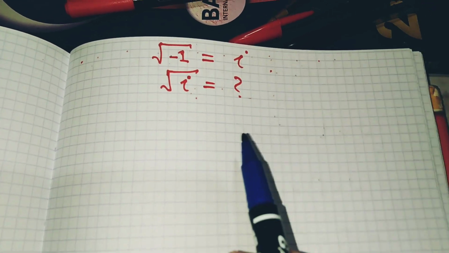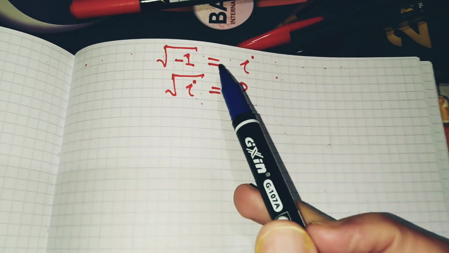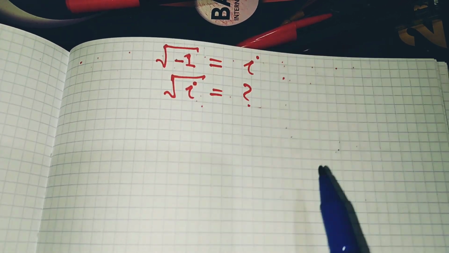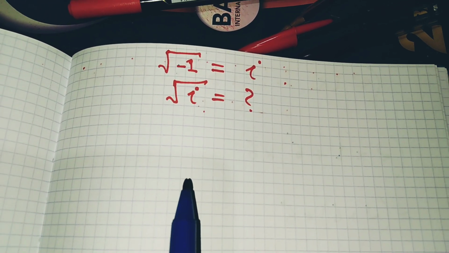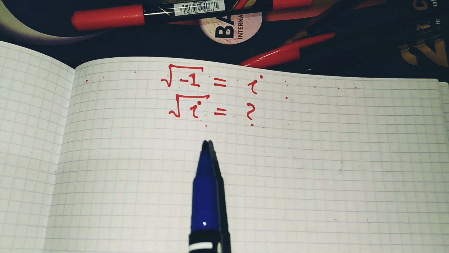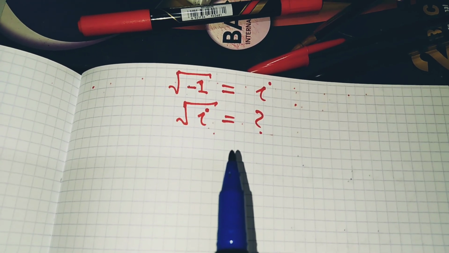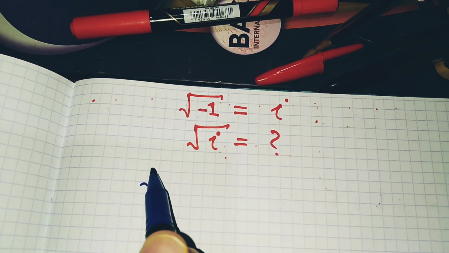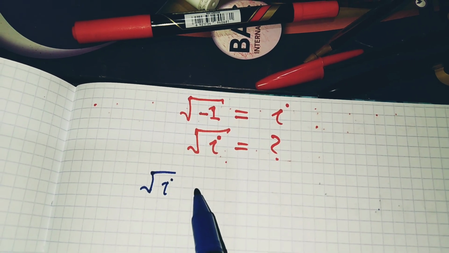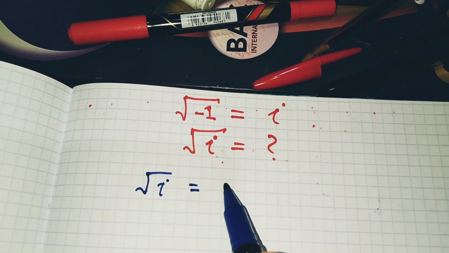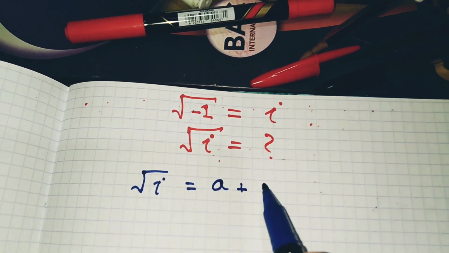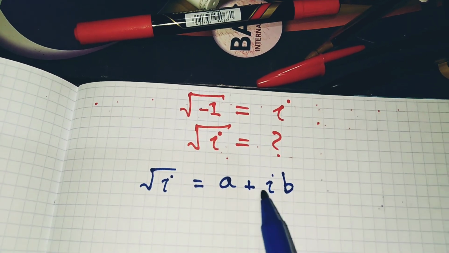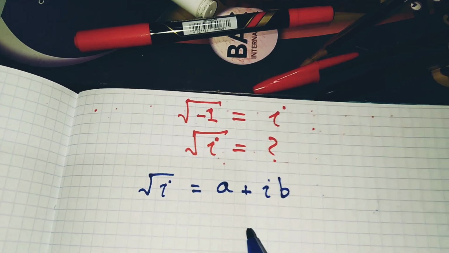Hello everyone! We know that square root of -1 is equal to i. What is the value of square root of i? To find it, we write the complex number in standard form: square root of i is equal to a plus bi, with a and b real numbers and i the imaginary unit.